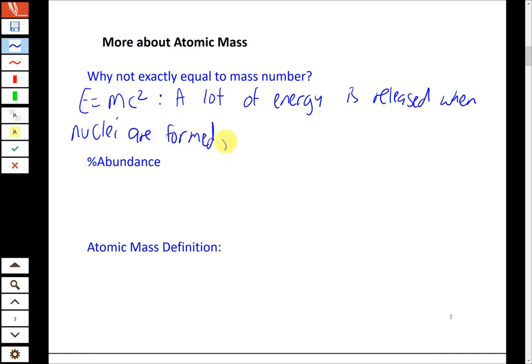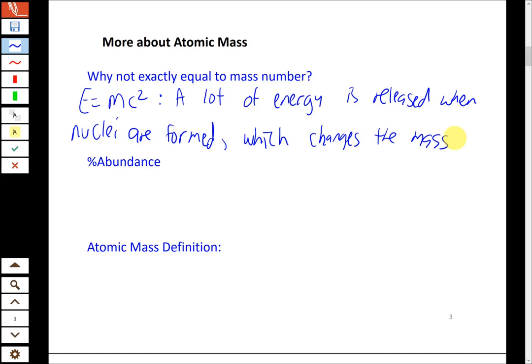And that energy is large compared to the mass, because again, the mass of individual nuclei are small. And because of this relationship between energy and mass that Einstein came up with, that release of energy changes the mass from the ideal whole number value. Okay? So that's kind of the origin. Again, we're not going to really hold you too responsible for that. But that's why these atomic masses are not exactly equal to the mass number. It's important to realize that.